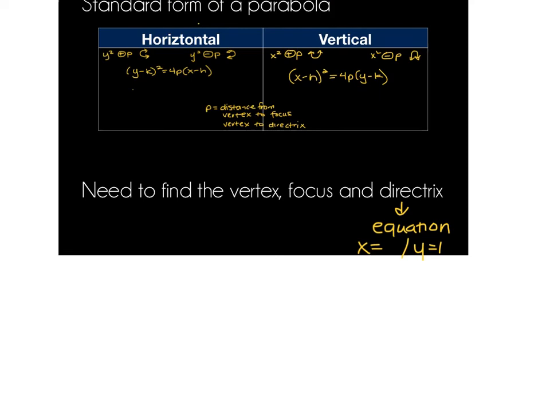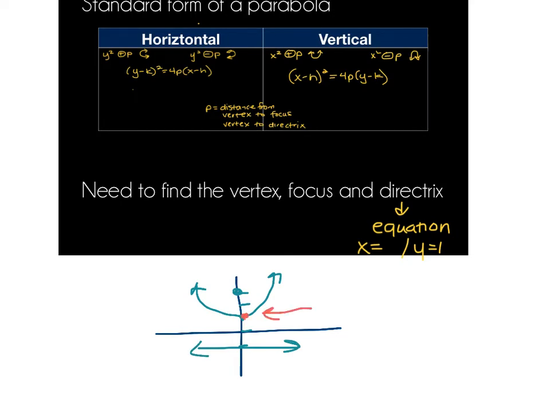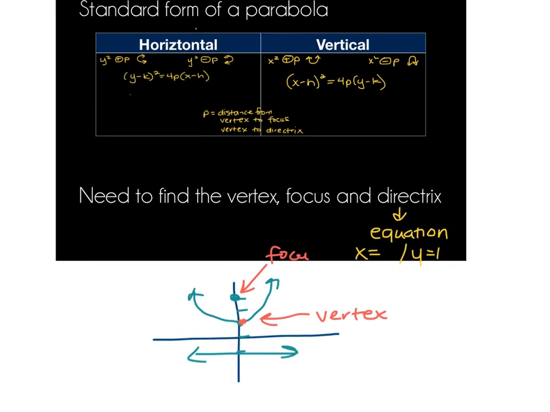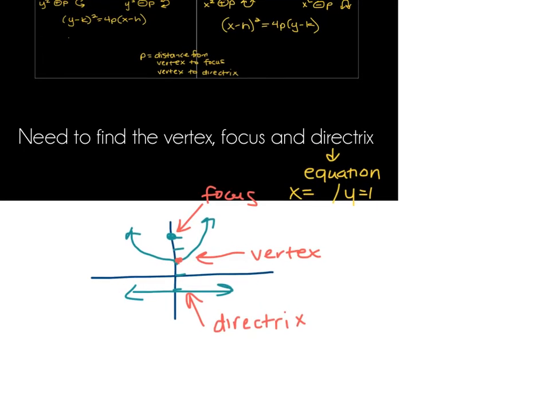Let's just say you were to draw a vertical parabola. This would obviously be my vertex. This would be my focus. This would be my directrix, which would be, in this case, a y equals equation. So that would be like a y equals negative 1. And then remember that the distance between the vertex and the focus and the vertex and the directrix is p.